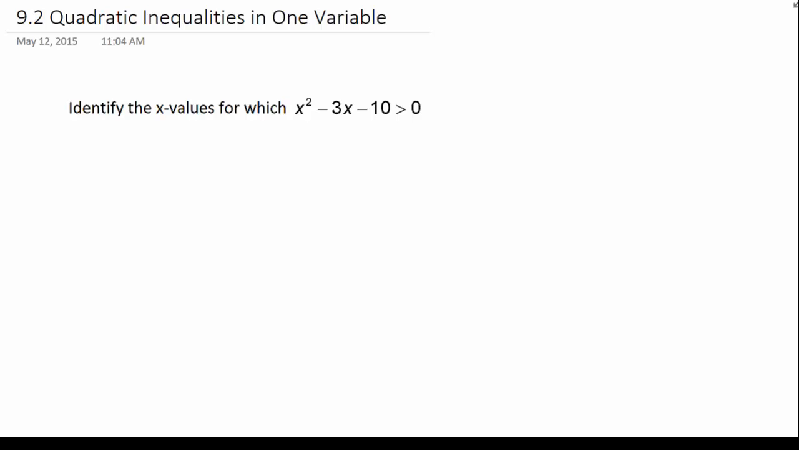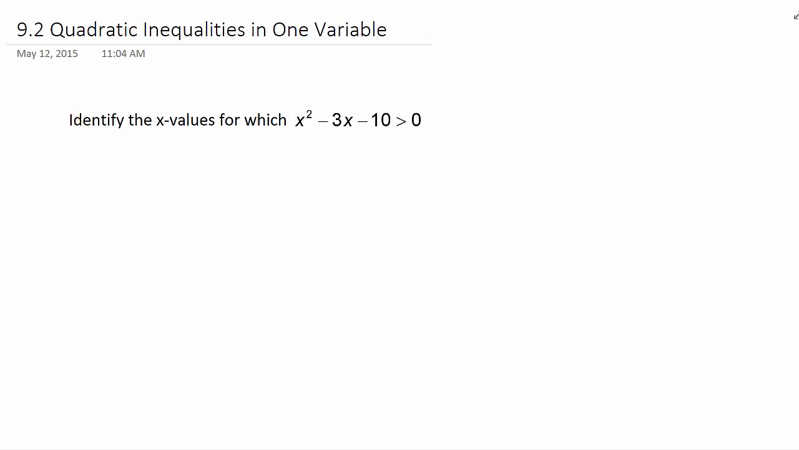Today, section 9.2, Quadratic Inequalities in one variable. Quadratic inequalities in one variable, just the x variable, not y. It's really just easiest to start with an example, so here we go. Identify the x values for which x squared minus 3x minus 10 is greater than 0.